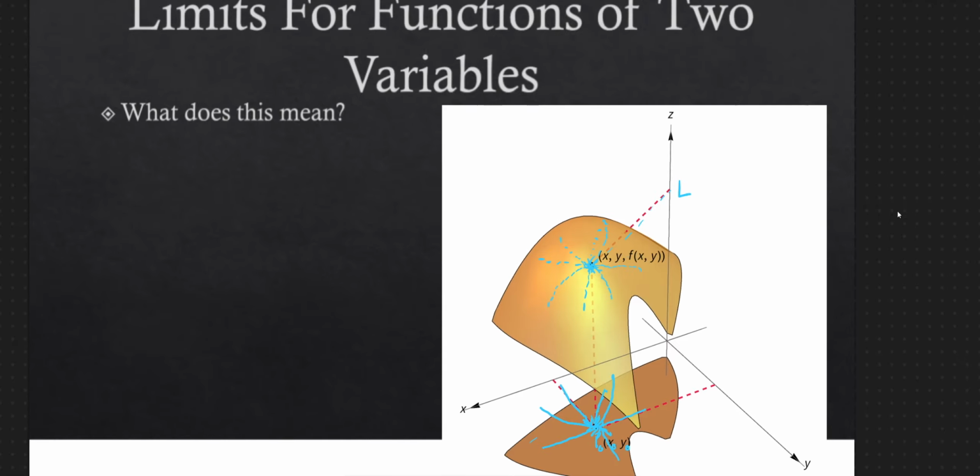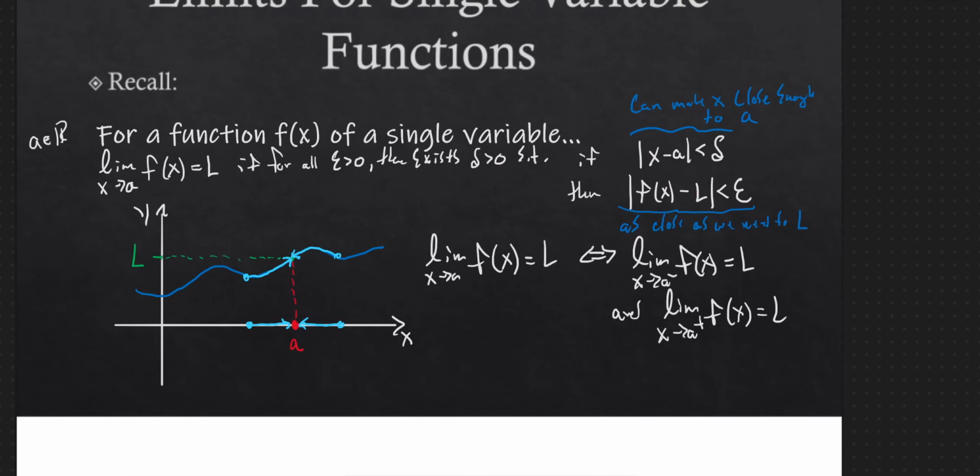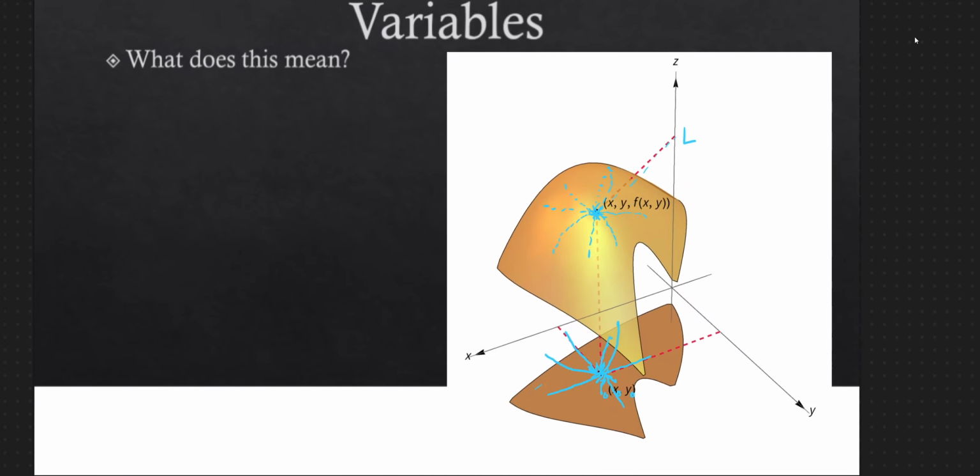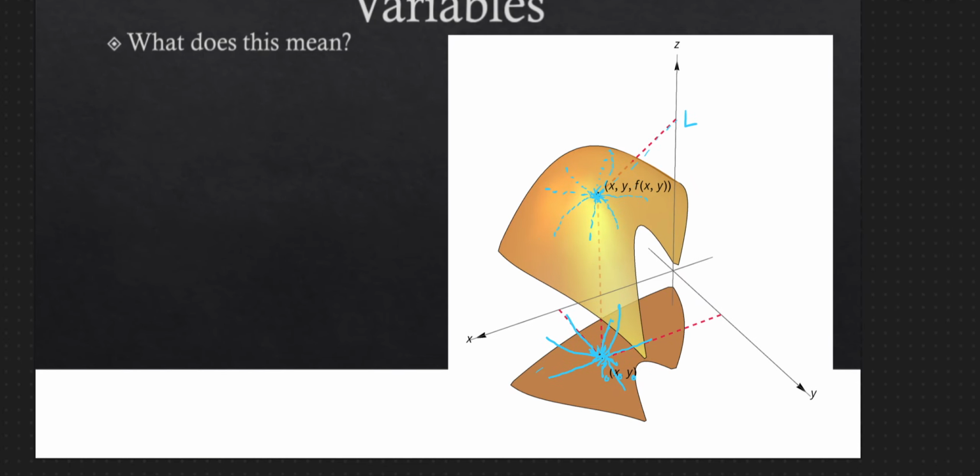So we can't necessarily check all the different paths like we could do in Calc 1, where we could check both of the limits because there were just two of them. Here we have an infinite number. We can't check all of them. So this isn't a good way to prove that a limit exists. This doesn't really help us prove that a limit exists.